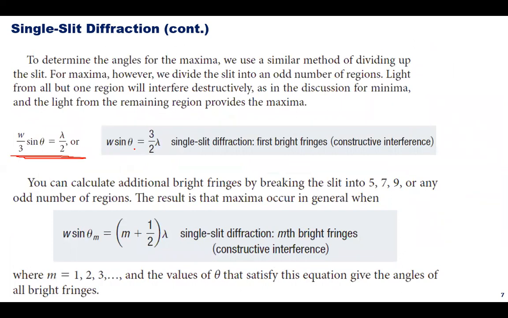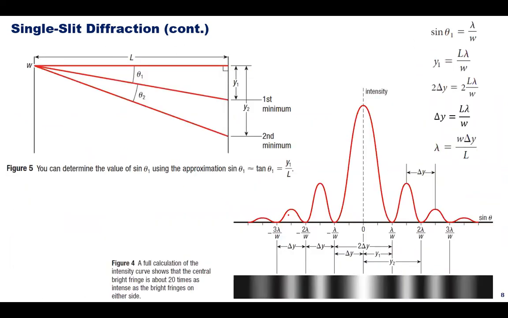All right. Okay, next, let's have a look at figure 4 here. Figure 4 shows the intensity curve for single-slit diffraction on the screen. For each successive bright fringe, more of the slit acts as point sources of light that interfere destructively. The intensity of bright fringes, therefore, decreases away from the central peak.